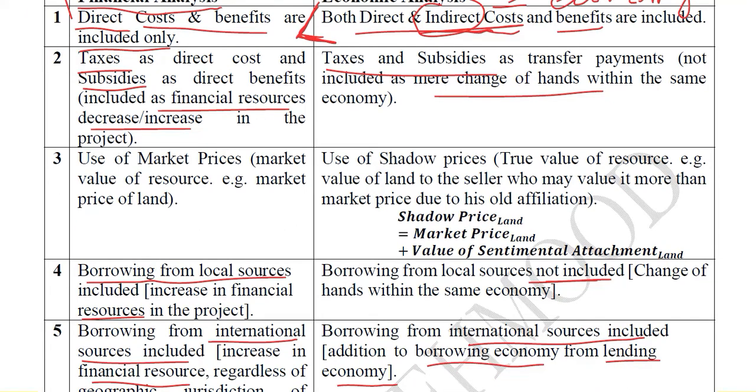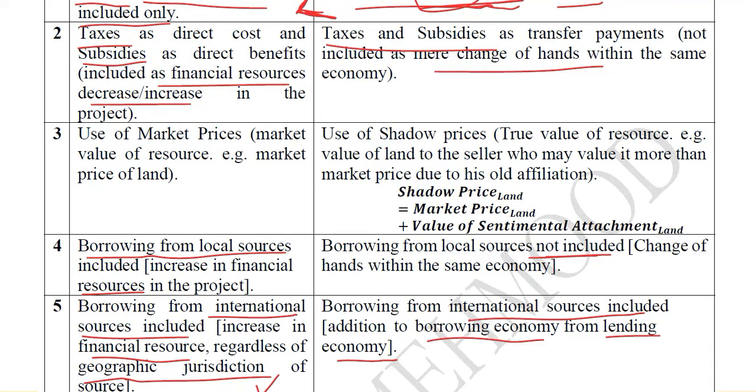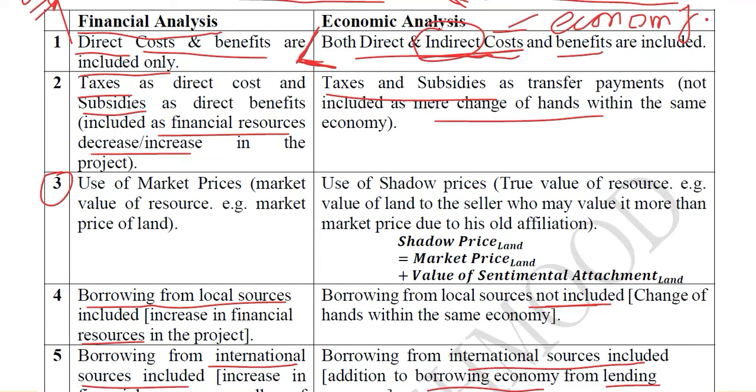So the fifth one is yet to be addressed, which is at serial number 3. In this aspect of the analysis, we use the market prices when it comes to the financial analysis. Market prices are simply the prices that we observe in the market, and the goods and services are bought and sold at this price or at this set of prices.